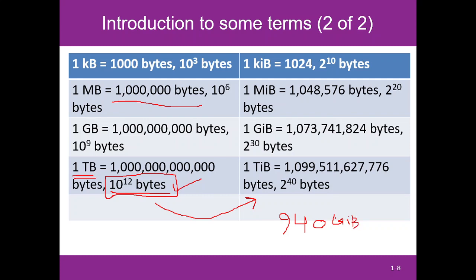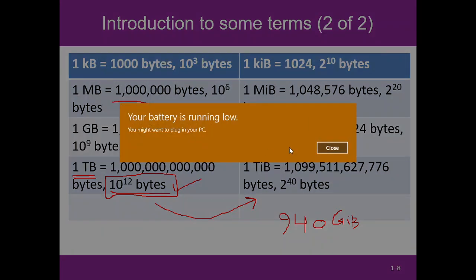So we call it GBs. We want to differentiate between these two. We don't want to represent them both as TB, terabytes, because they represent two different quantities.